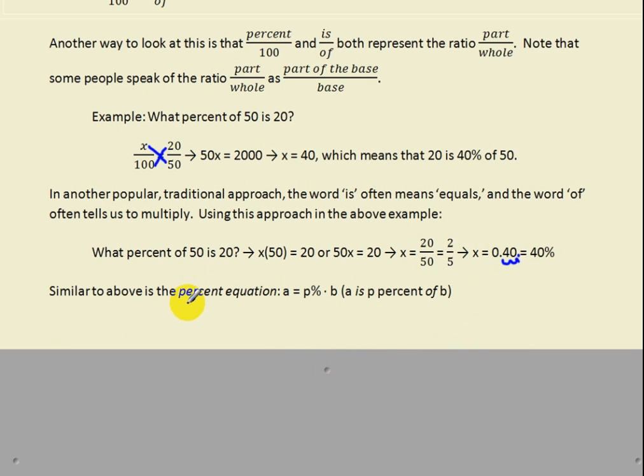We have something called the percent equation, which is similar to this concept above, where we say A is equal to P percent times B. And that will match up with a statement like this: A is P percent of B.